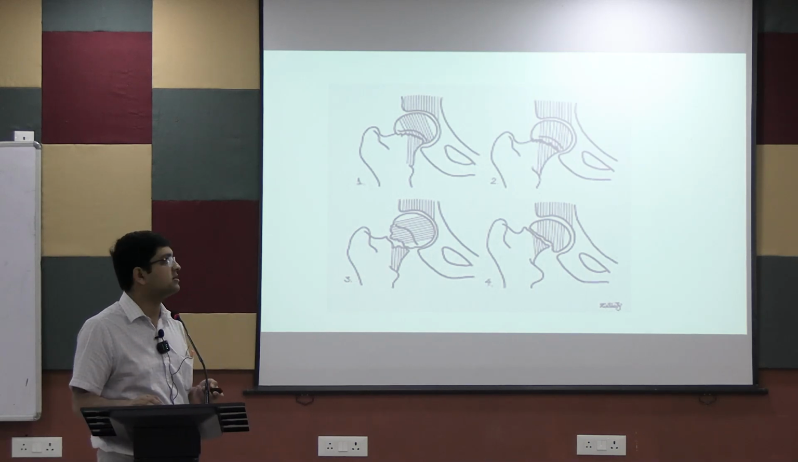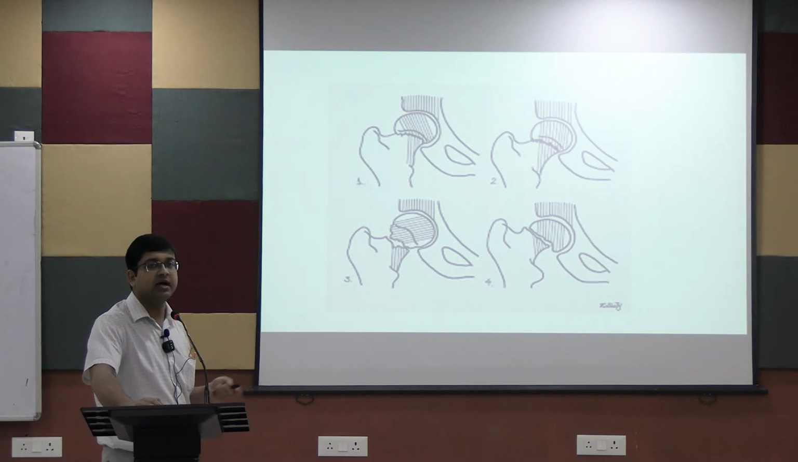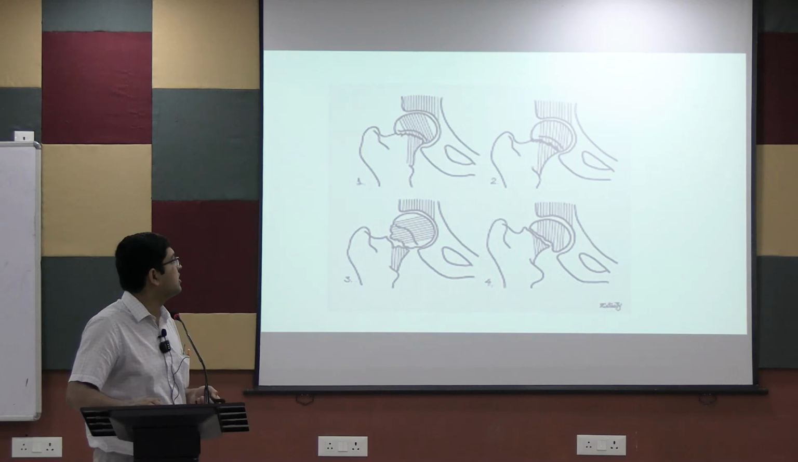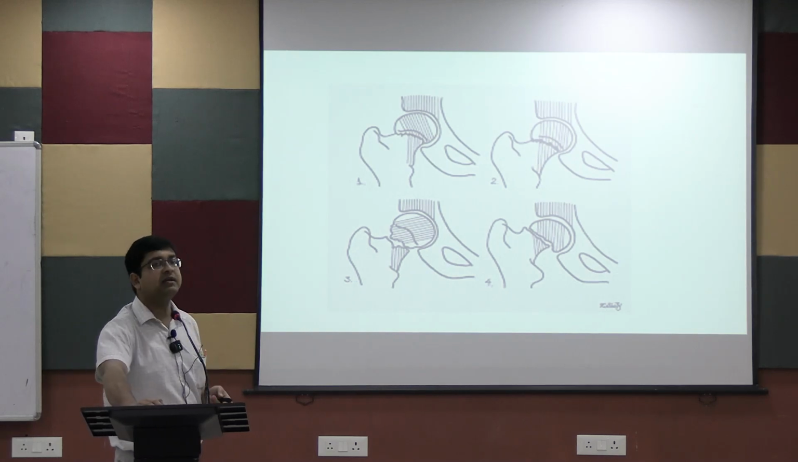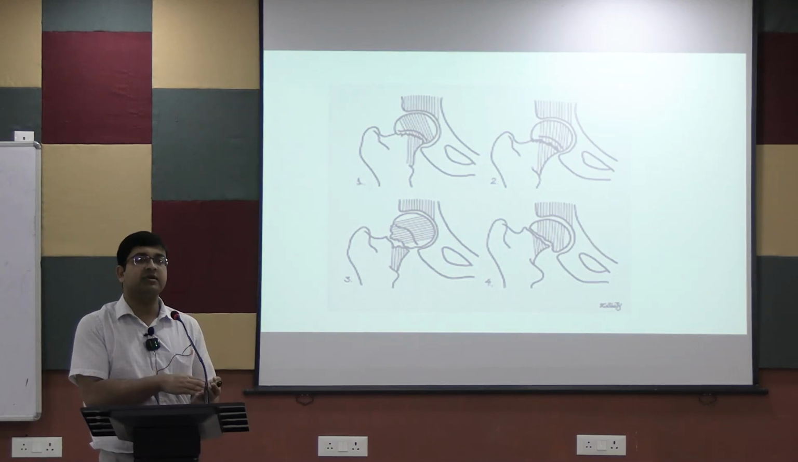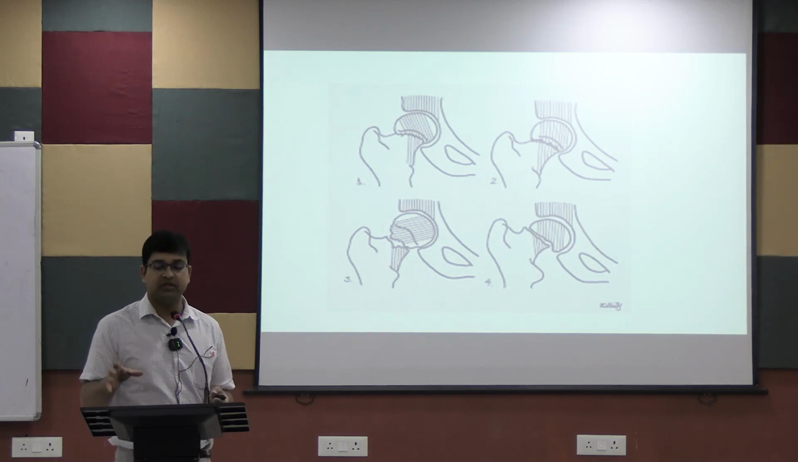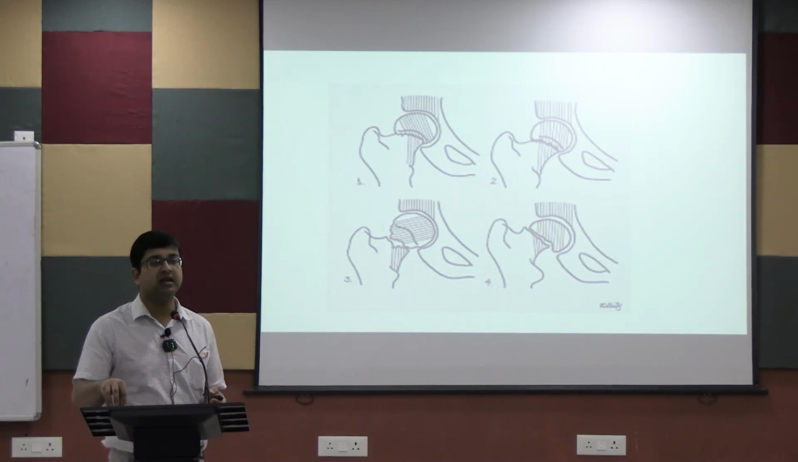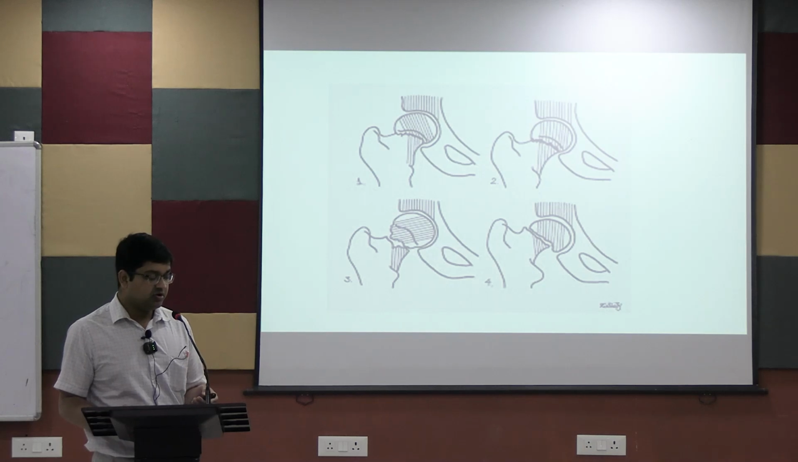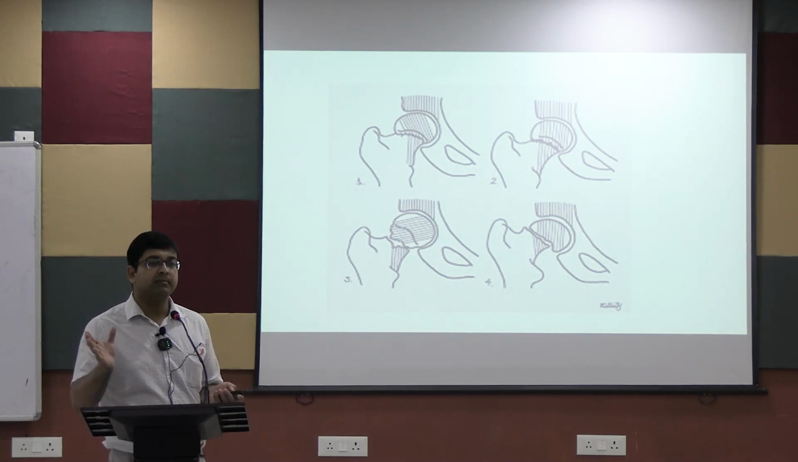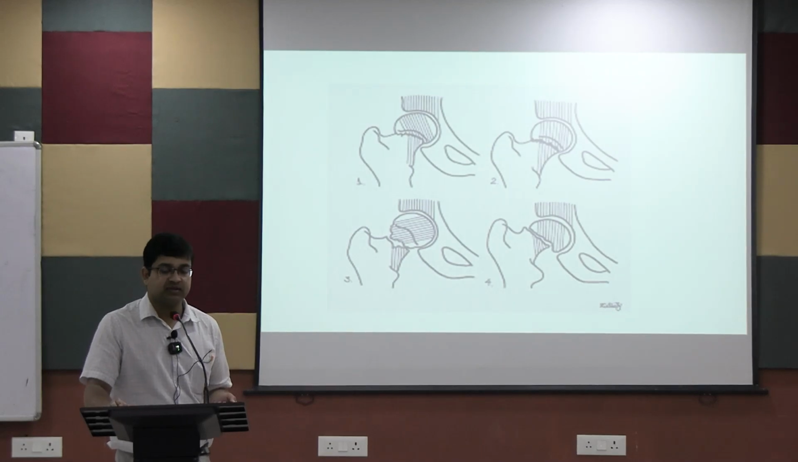Okay, trabecular pattern. So in case of type 1 fracture, it is an incomplete fracture. It is basically a valgus impacted fracture. So what happened? There will be a bend in the trabeculae. There are several trabeculae in the femoral neck, femoral head and acetabulum. So in type 1 fracture there will be a bend in the trabeculae.